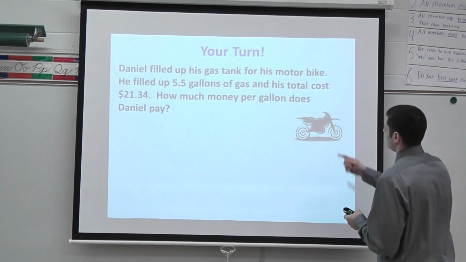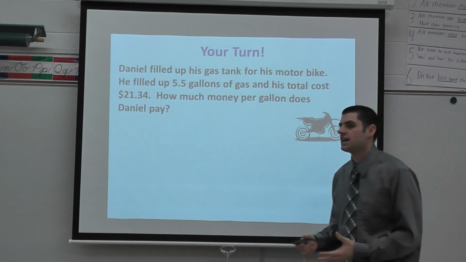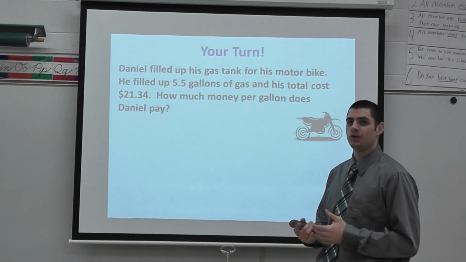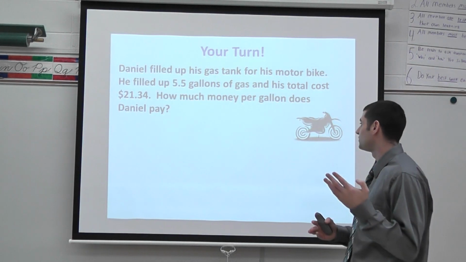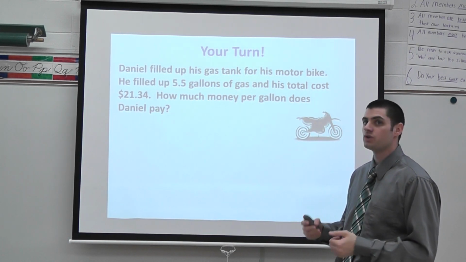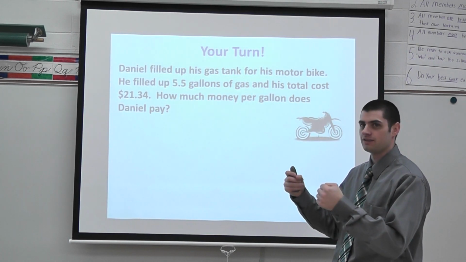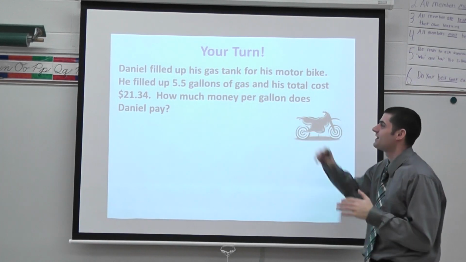All right, we're looking at this handy-dandy little motorbike that Daniel has. As you get a little bit older, you'll start to think about price per gallon when you go to the gas station to fill up your tank. Right now, maybe not so much, but in the very near future, you're going to be behind the wheel driving. I know, scary thought. I was thinking the same thing. But I digress, we'll come back to the problem.